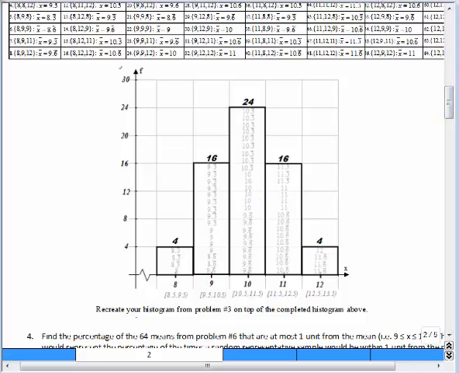So first, it also suggests that we recreate our histogram from problem number 1 on top of the completed histogram above. I think the emphasis here is to show you that as you increase your sample size, the more normally distributed the graph gets of the sample means. If I remember correctly, we only had 1 in our first bar. We had 1 data point that fit in that bar, and then we had, I think, 3 that fit in this one, so I'm just marking off where they are.